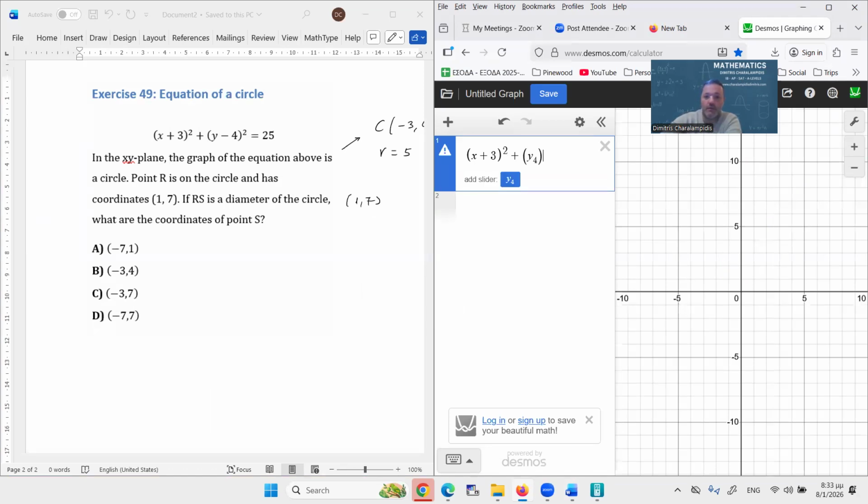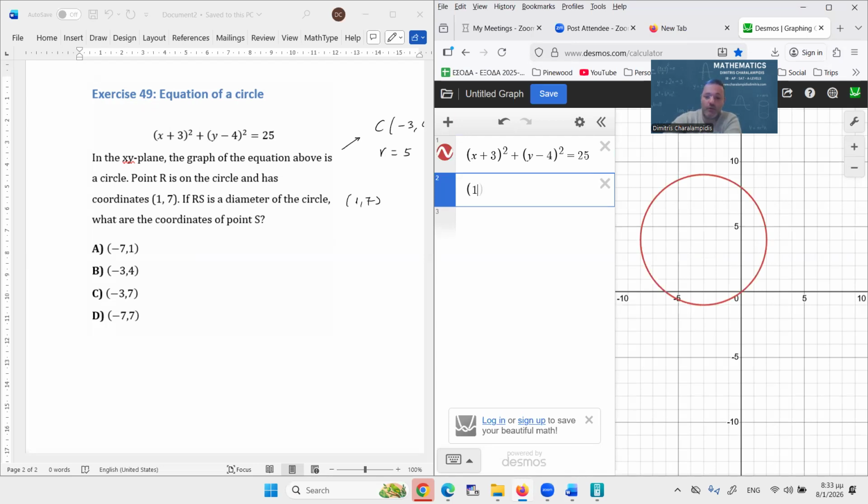Oh, what did I do here? (y − 4) and all that squared equals 25. There it is. And now I'm going to plot the point with coordinates 1 and 7, which is here. We need the diameter, so I'm going to see if this could work. Also, let me graph the point to make it the center, which is (−3, 4).